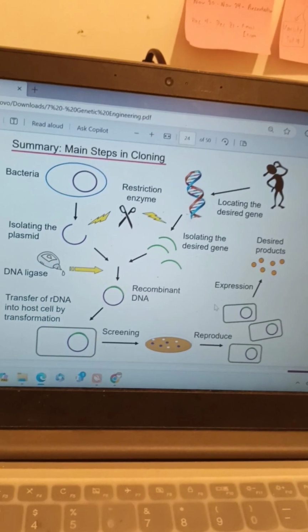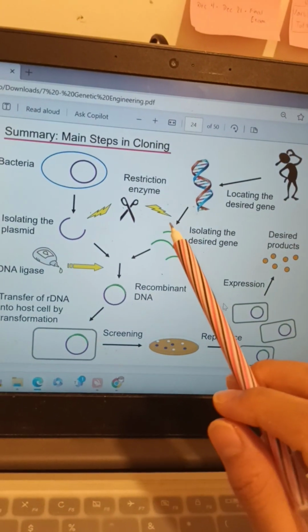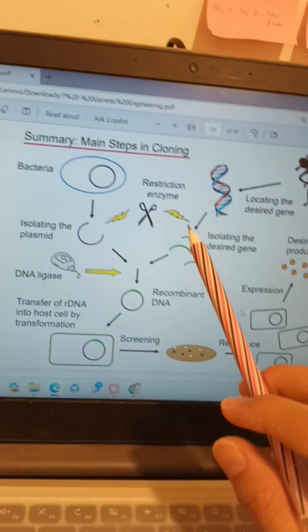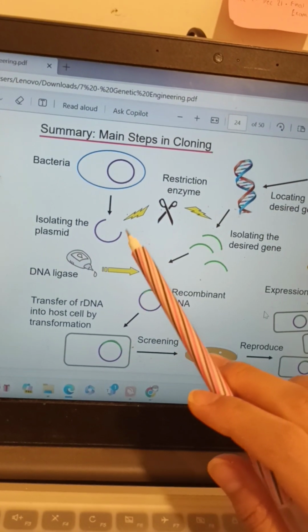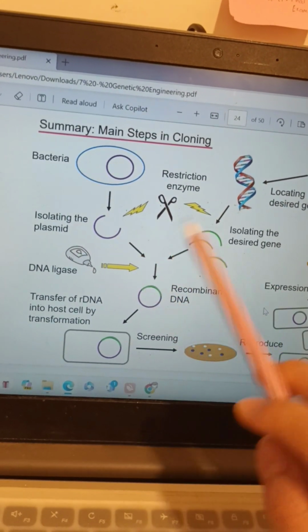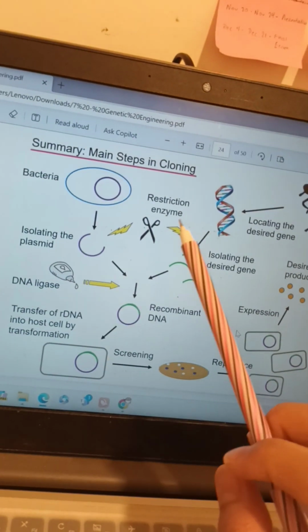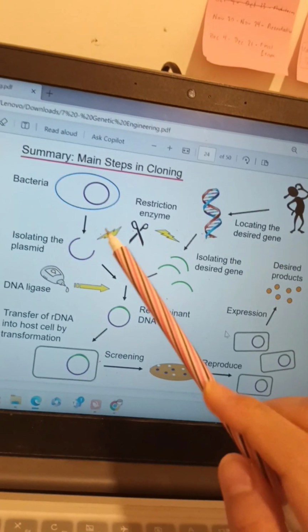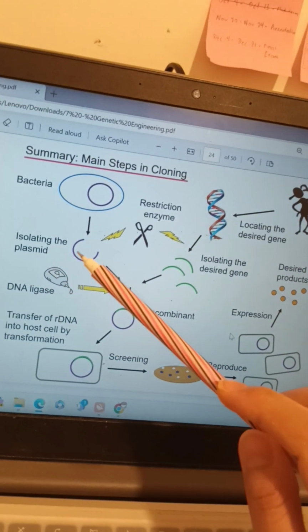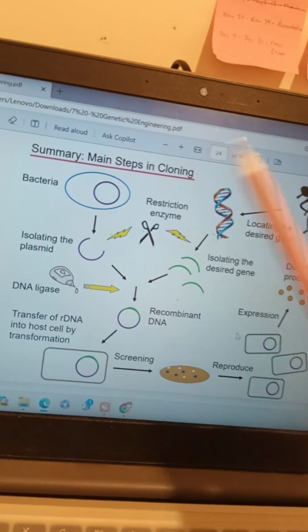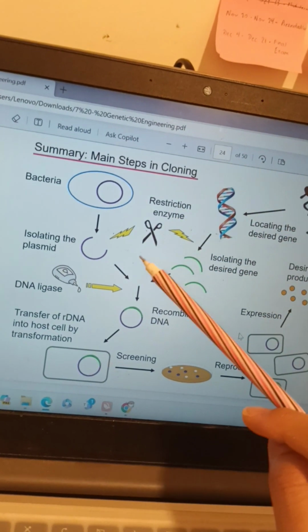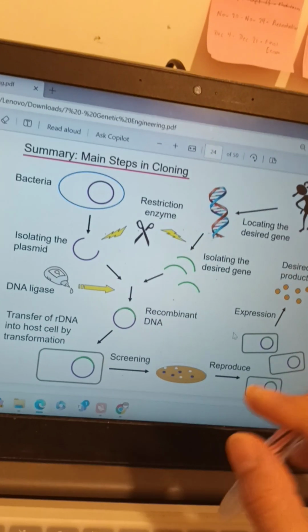Okay, so I will just go straight to this diagram because the lacZ gene takes place in this part. You have to understand what is going on before we talk about the lacZ gene. So the main purpose of doing genetic engineering is that we want to put human DNA into the bacteria so that the bacteria can produce some of the proteins that we want.